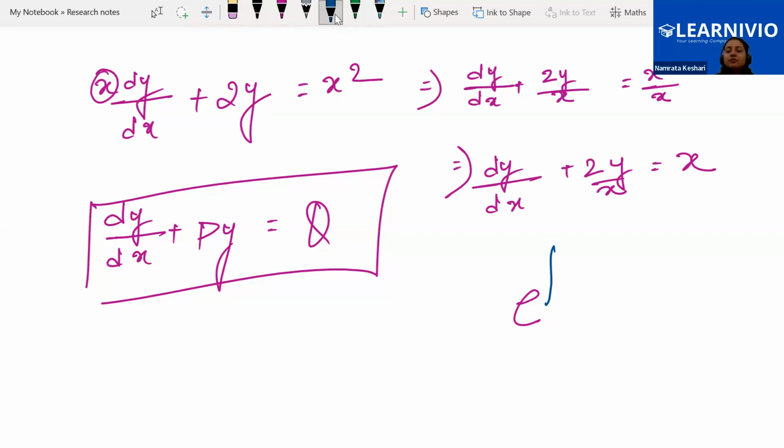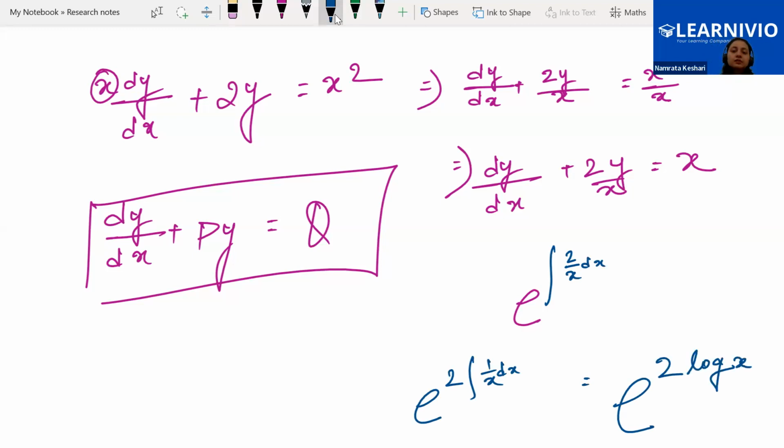What are we going to have here, Murtaza? 2 by x dx, yes or no? Yes, ma'am. 2 by x dx will be e to the power 2, and this 1 by x dx is what? Integration of 1 by x dx is log x.